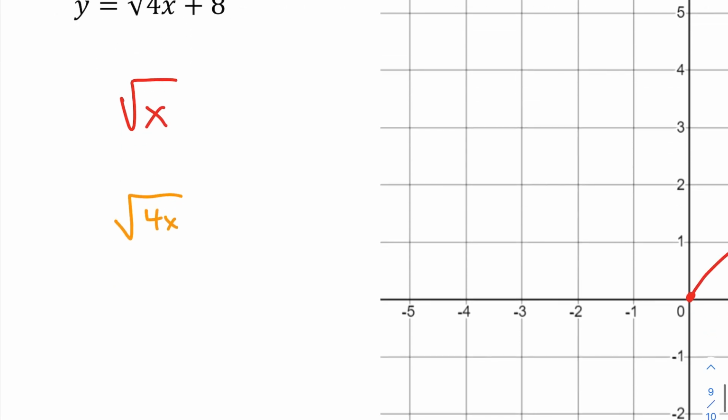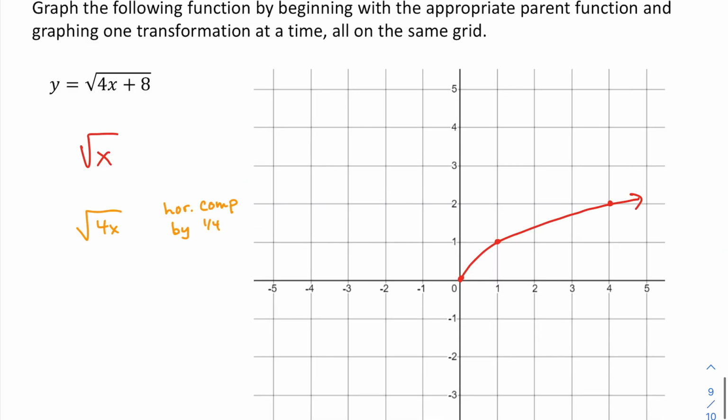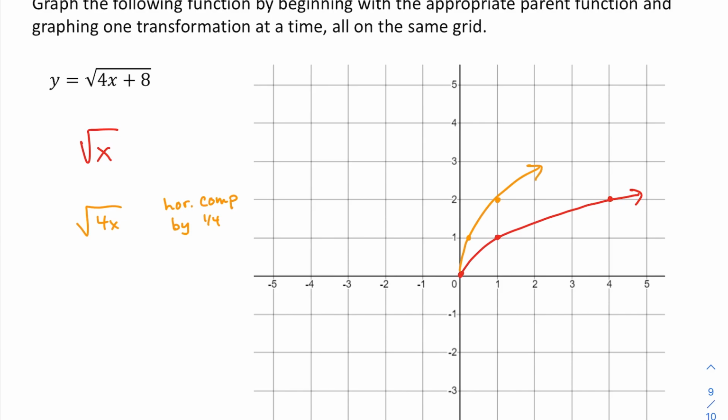And they'll recognize this correctly as, oh, this is just a horizontal compression by a factor of 1/4, which is correct. It's going to be a graph that looks like something like this. But then how do we go to the next phase? Then here's the danger of what a student might say, that now I'm going to put that plus 8 there and say, okay, well, that's a shift to the left 8 units.